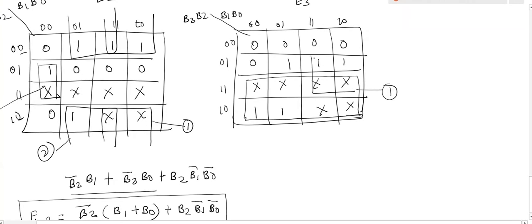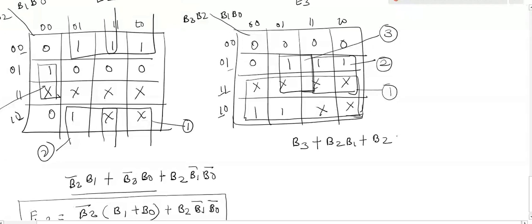Now we can make this a quad. This will be my group 2. And we can make this one another quad, which will be my group number 3. Now we'll find out the expressions. Group number 1, for the octet, vertically all the variables are lost. Horizontally the common variable is B3. Plus group number 2: horizontally the common variable is B2 and vertically the common variable is B1. Plus group number 3: horizontally it is B2 and vertically it is B0.